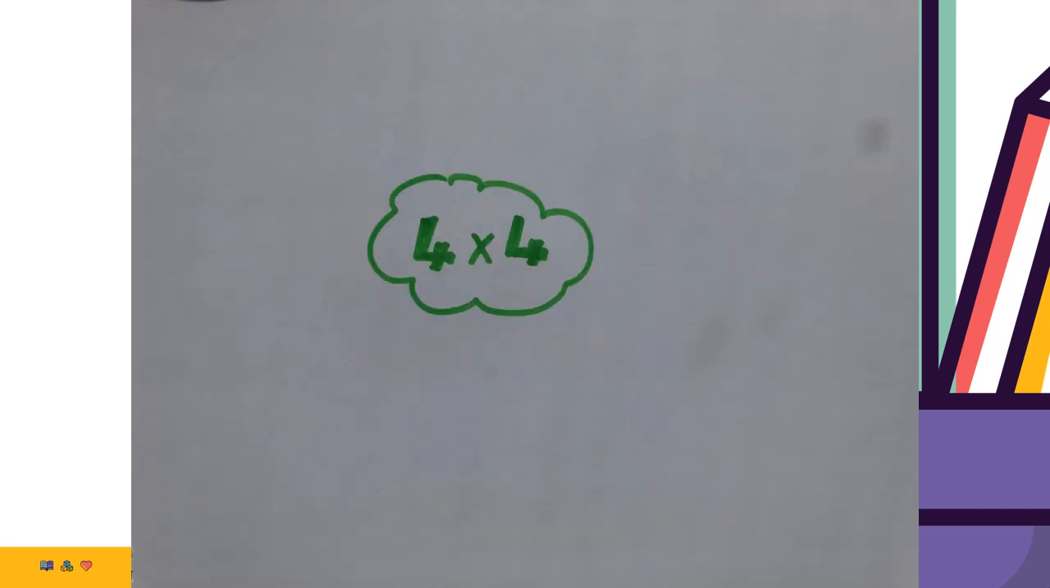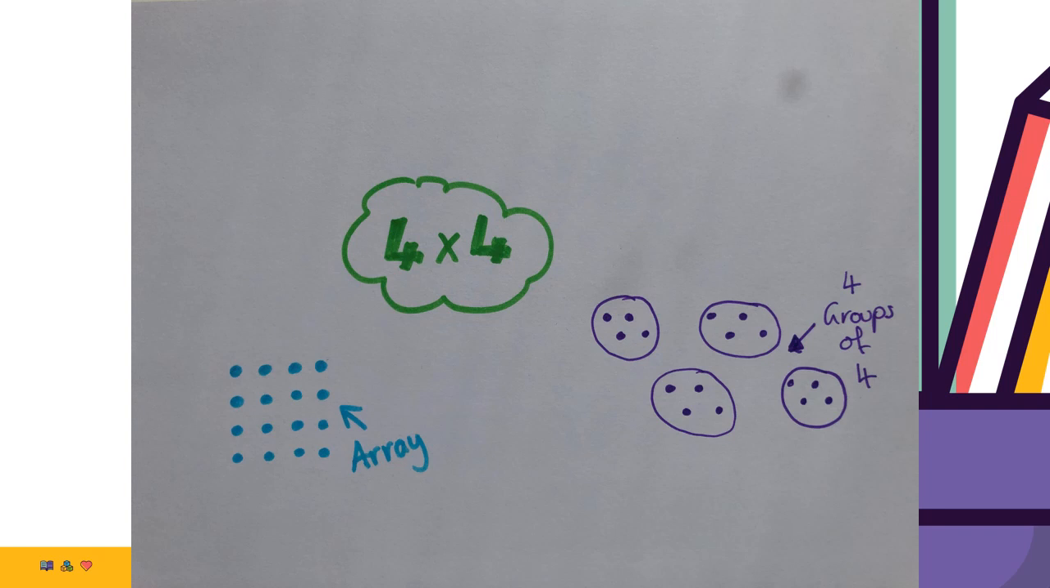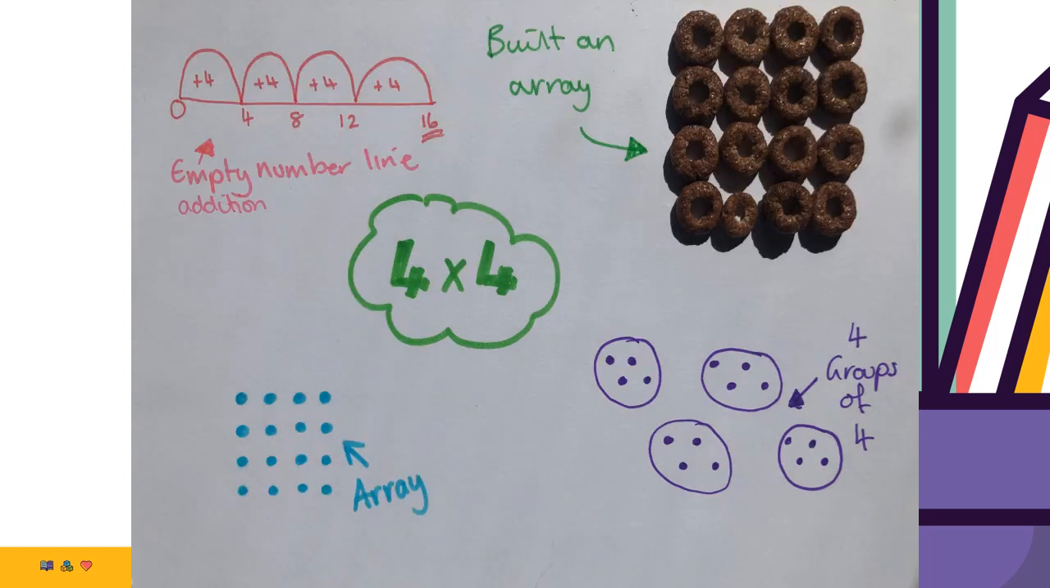So for 4 multiplied by 4, so far I've managed 4 different ways to represent this. First of all, I drew an array to show 4 rows of 4. I drew 4 groups of 4. I then used an empty number line to show a strategy called repeated addition, where I know that I'm adding 4 together 4 times. And then I built an array with my favourite chocolate cereal. What did you come up with?